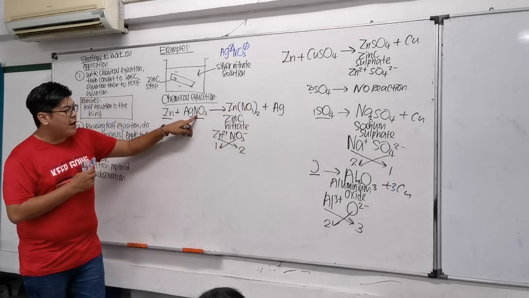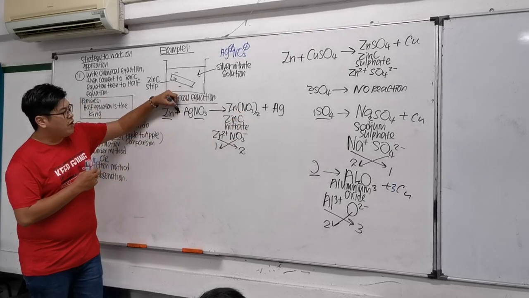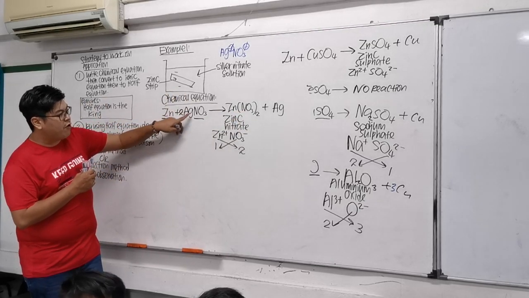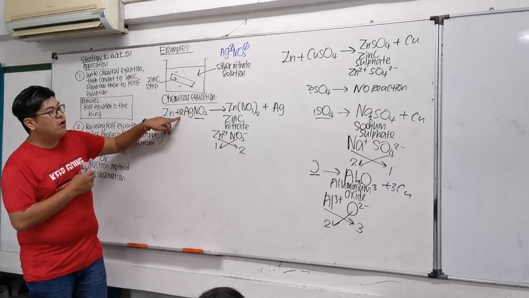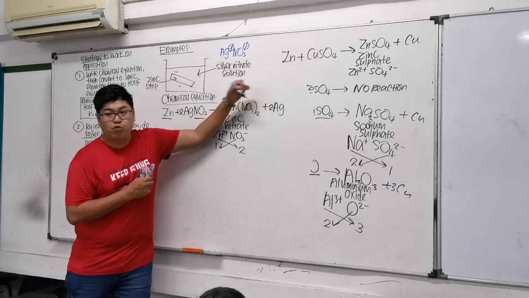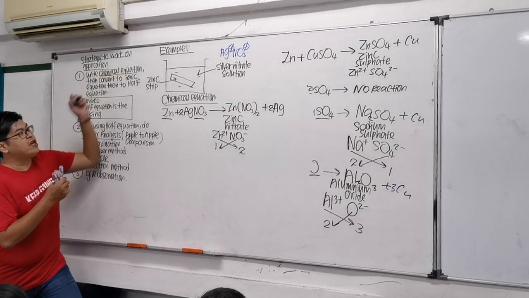1 NO3 on the left, 2 NO3 on the right. So you have 2 NO3, put a 2 here. When you put 2 here for the NO3, the silver accidentally becomes 2 as well. So the silver here also needs to become 2. So you have successfully got your chemical equation.